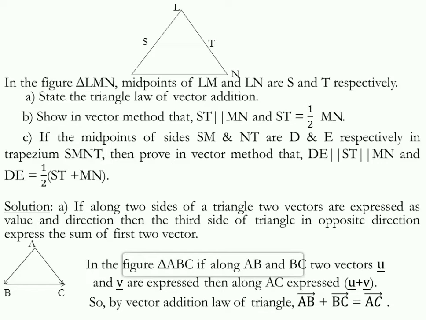In triangle ABC, if along AB and BC two vectors U and V are expressed, then, if we go AB then BC, the third side in the opposite direction is AC. So it should be the summation of U plus V, that means AB plus BC equals AC. That is the vector addition law of triangles. So that is number A.